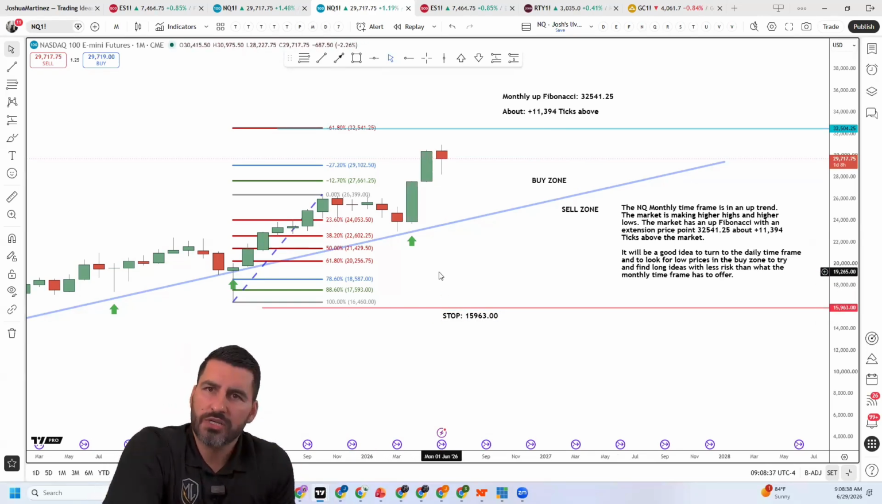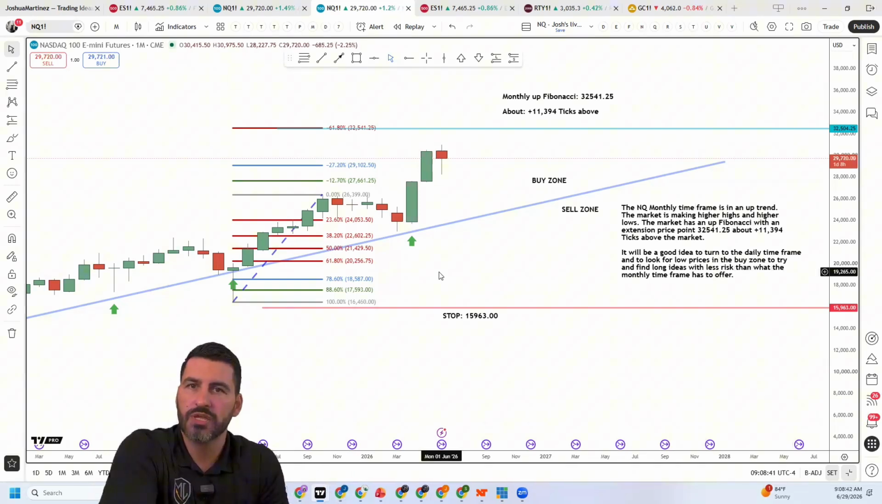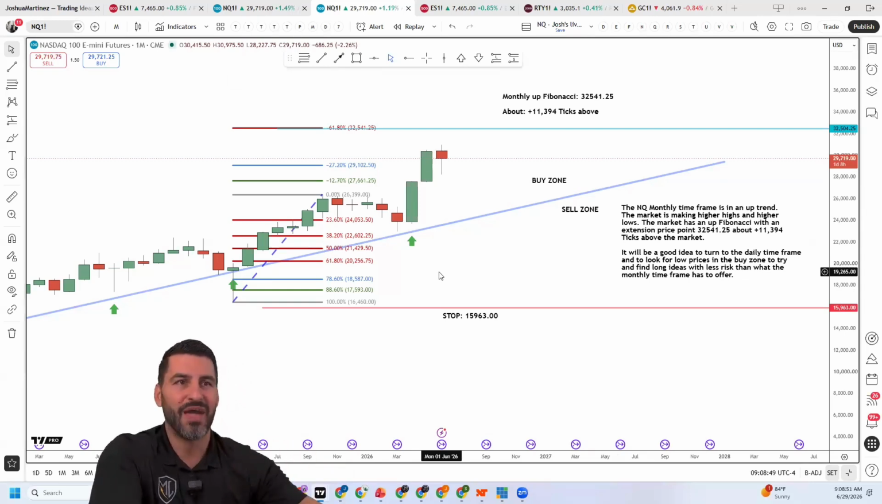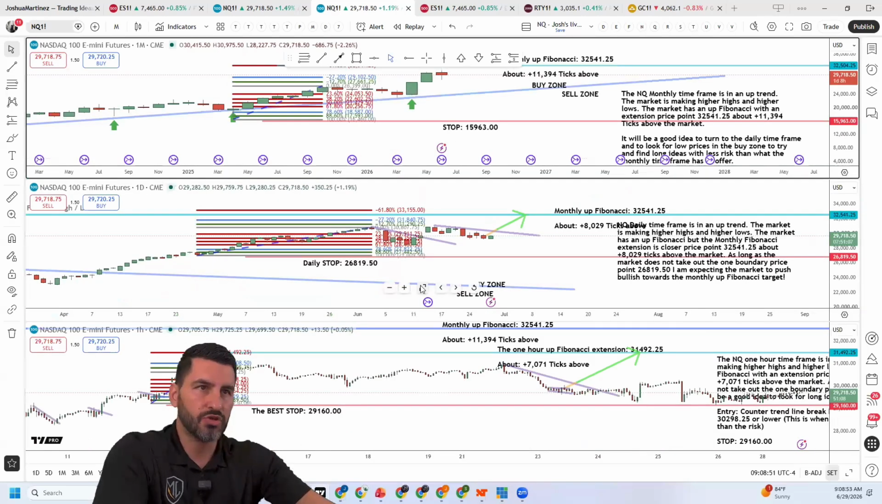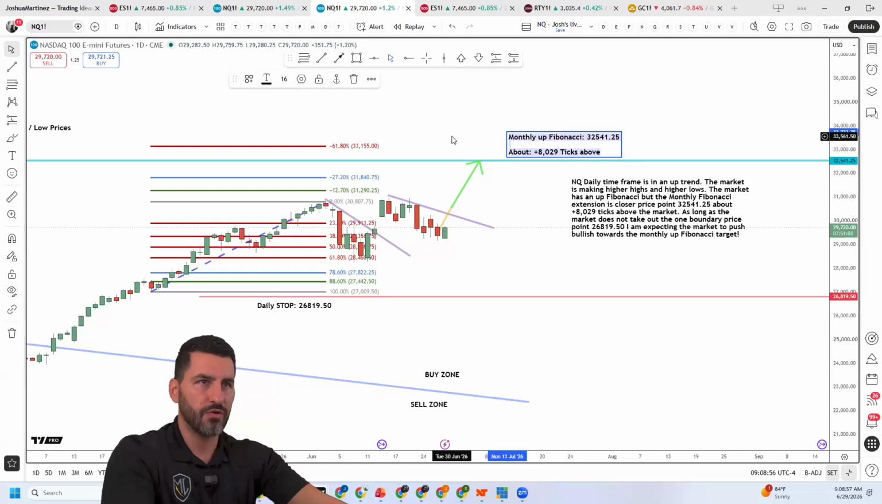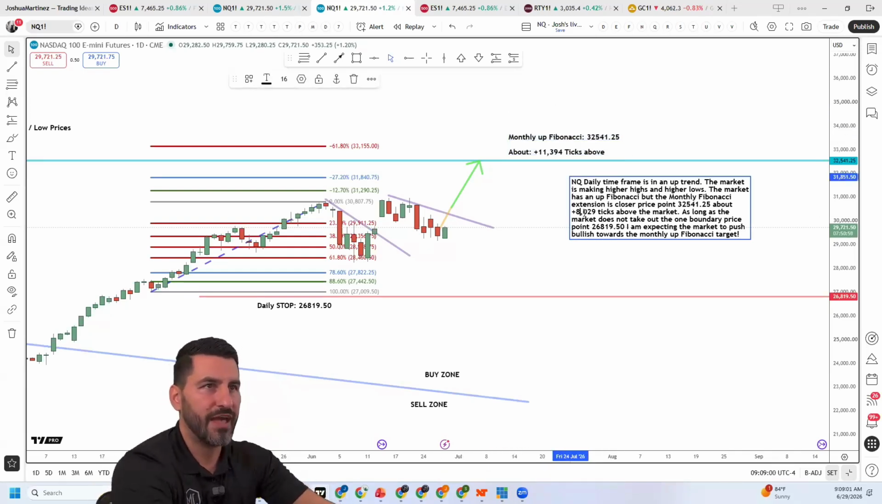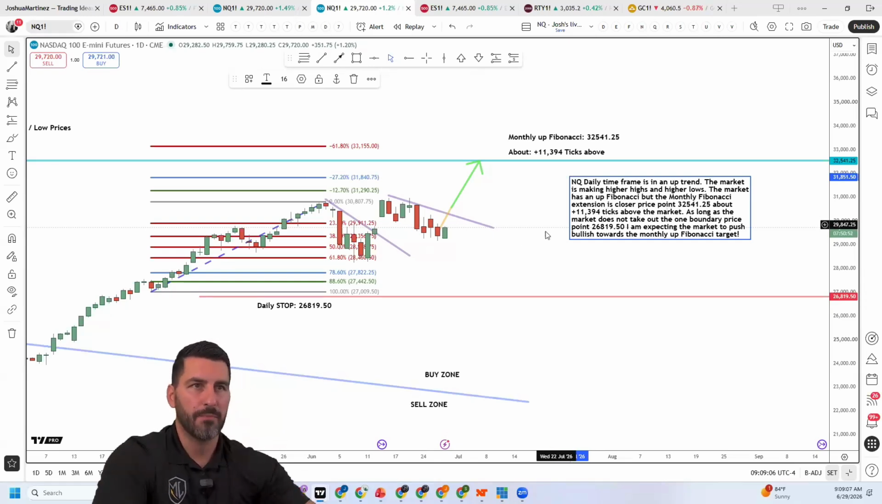So to answer that question, what we like to do is go to a smaller time frame, and a smaller time frame will give us more candlesticks. And these more candlesticks will give us wave movements. Those wave movements will give us good opportunity and bad opportunity. And so when we go to the daily time frame, one of the things that we're looking for is this market to increase in value 11,394 ticks up towards that monthly up Fibonacci.